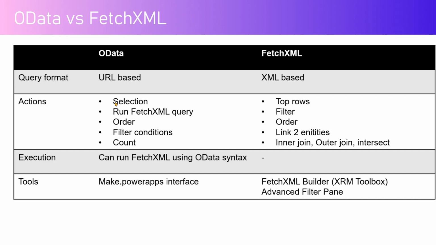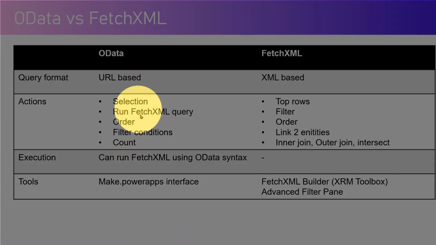For actions in OData, you can do a selection, and you can run a FetchXML query within an OData interface. You can order, filter, count, and do many other things using OData. With FetchXML, you can do top rows, filter, order, link to entities, do an inner join, outer join, and intersect. Those are all operations you can perform using FetchXML. For execution, you can run FetchXML using the OData syntax.